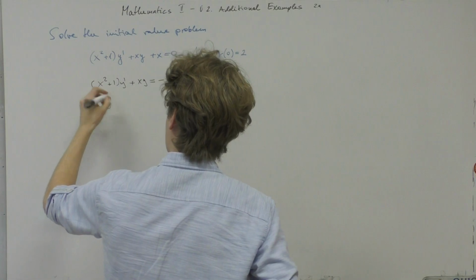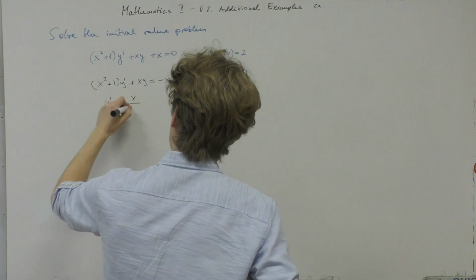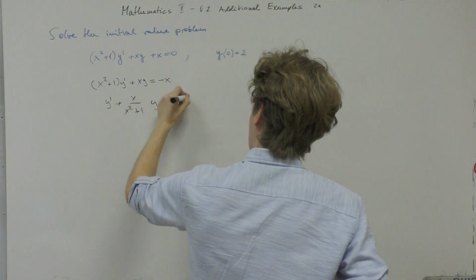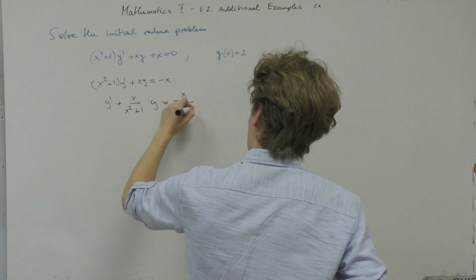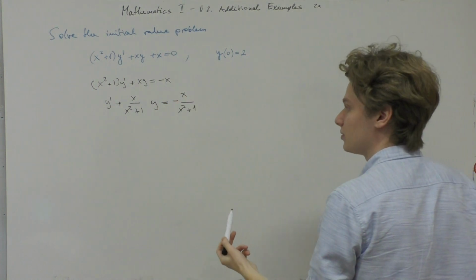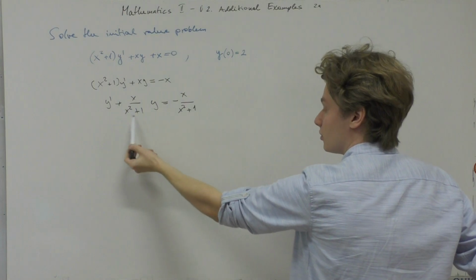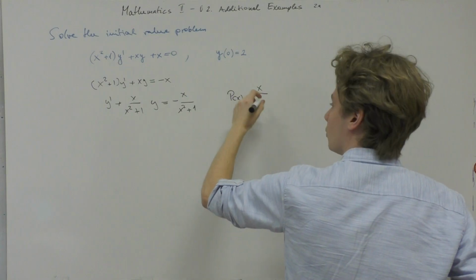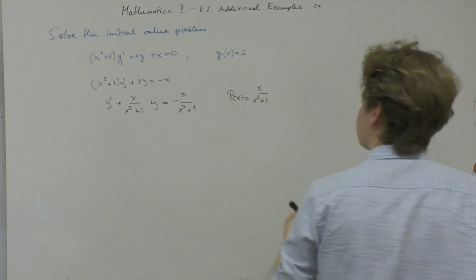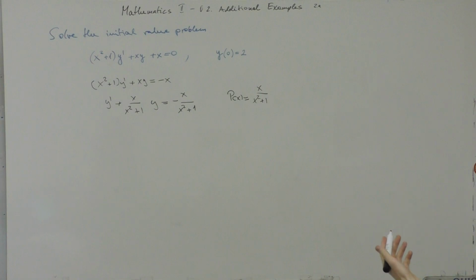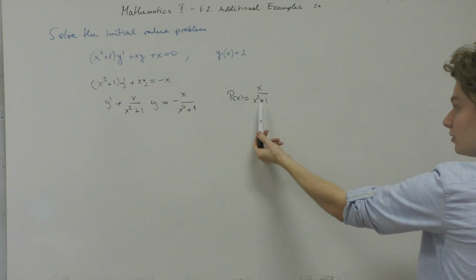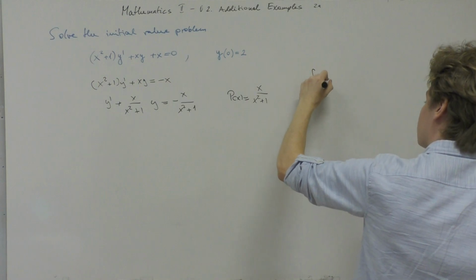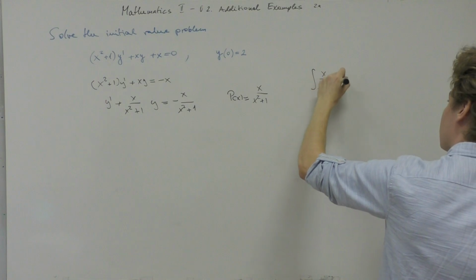Then we have that y prime plus x over x squared plus 1 times y is equal to minus x over x squared plus 1. We can clearly see that p of x is this term. So p of x is x over x squared plus 1. To get the integrating factor, the first step is to integrate this expression. So we have to calculate the integral of x over x squared plus 1 dx.